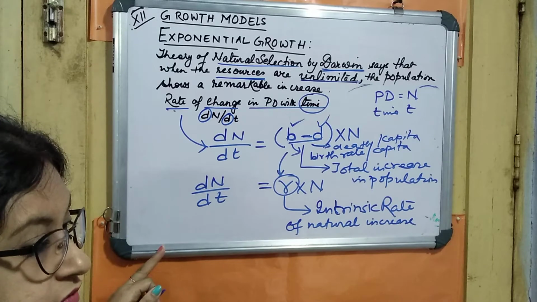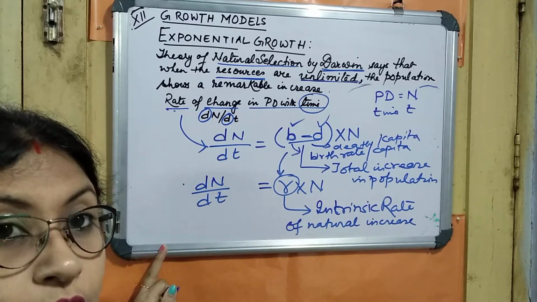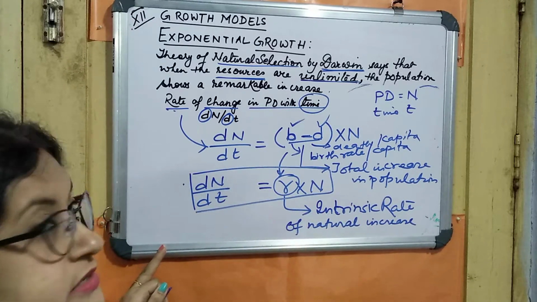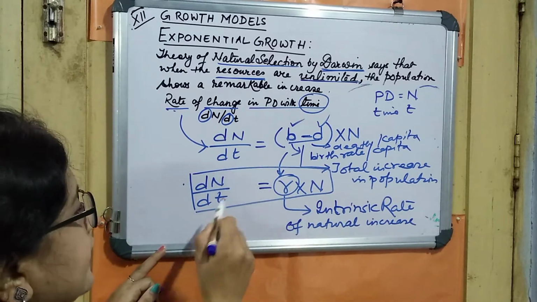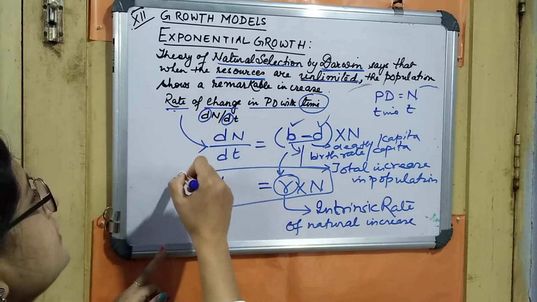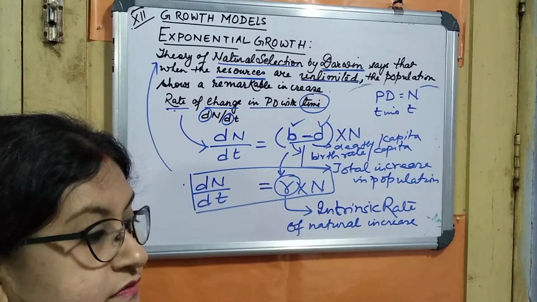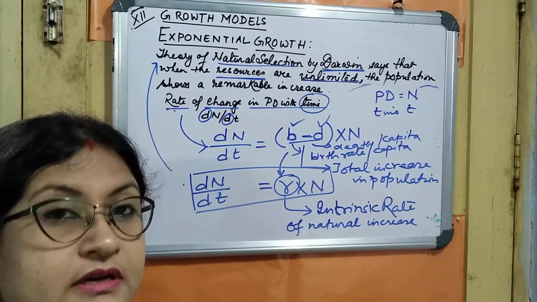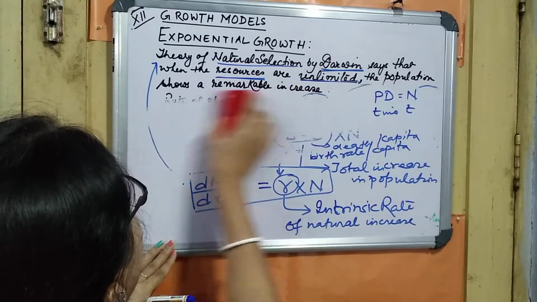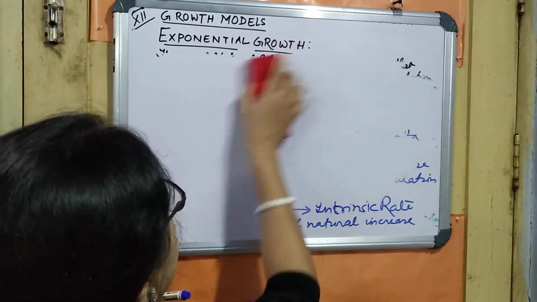So here we get the formula for exponential growth. We have to be very careful with this formula. It is important. dn by dt is equal to rn. So this is the formula for the exponential growth that we are doing. Here we will now relate this with the graph. Now I will show you all how we can represent this in the graph.